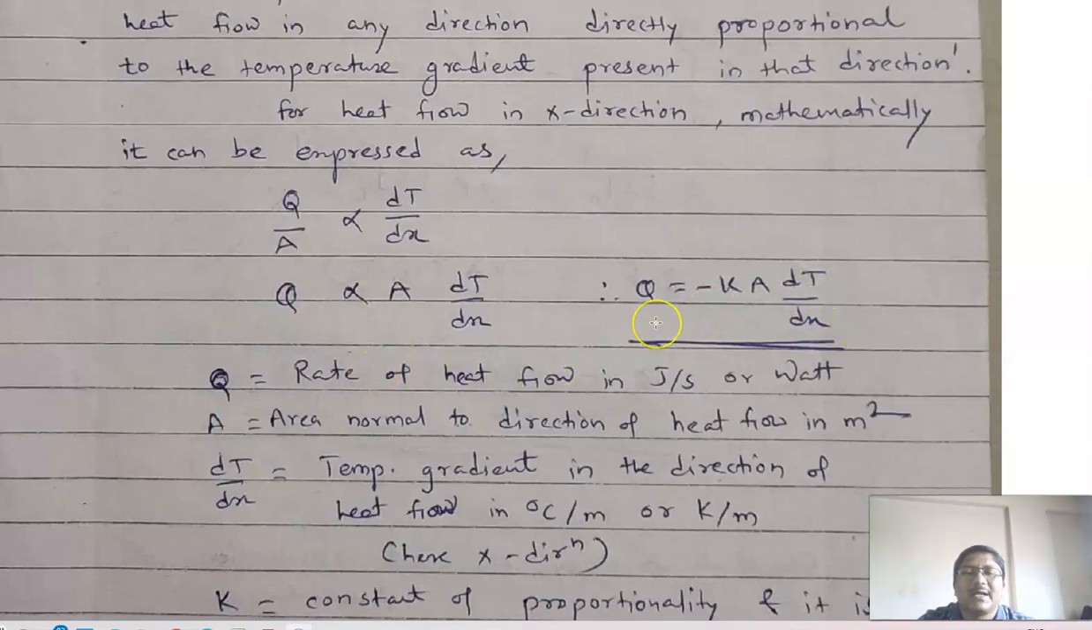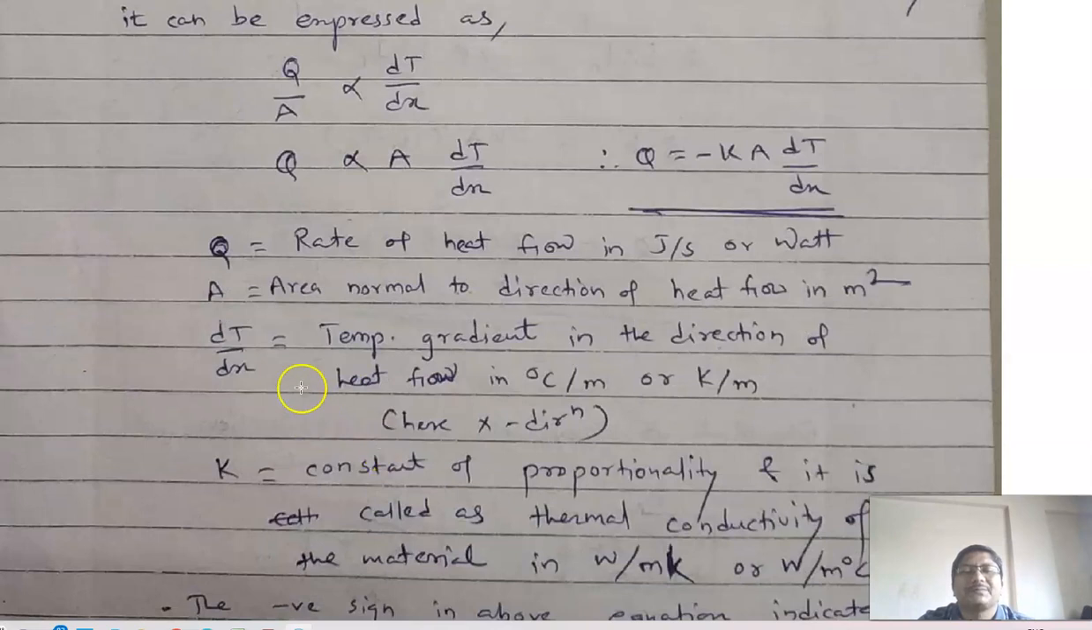Now, Q is the rate of heat flow, heat per second, so joule per second or watt. A is the area normal to the direction of the heat flow in meter square. dT by dx is the temperature gradient in the direction of the heat flow, and the unit is degree Celsius per meter or Kelvin per meter.